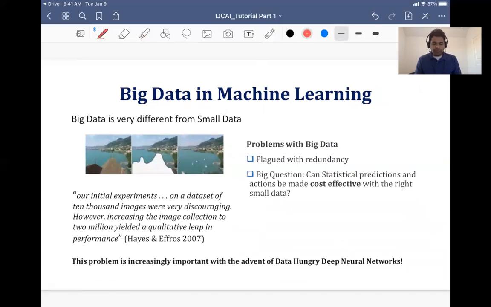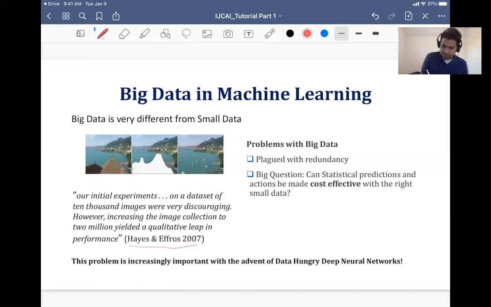Okay, so we now come to this big data problem in machine learning, right? This is something that people have realized in the last 10 years or so, that there is really a need for big data in machine learning. For example, Hays and Efros in 2007 conducted some initial experiments for an image completion problem, and they saw that with 10,000 images, the results were very discouraging. But when they increased the image collection to 2 million, they immediately saw a jump in performance, right? This is natural, because big data really has all the patterns that you want to learn, and this will really help in training a machine learning model.